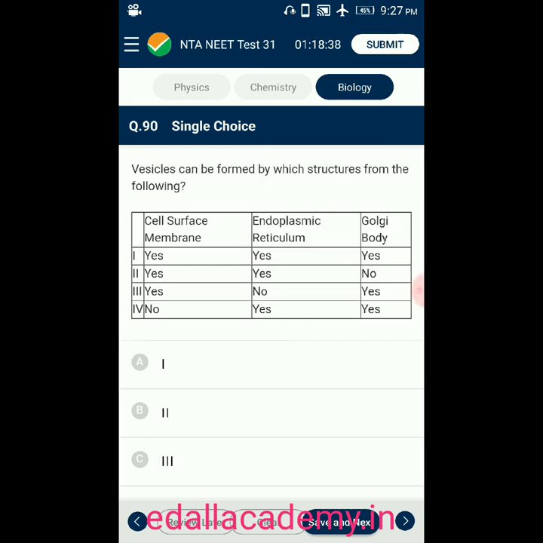Question number 90, the last question. Vesicles can be formed by which structures from the following? A vesicle is a structure within or outside a cell consisting of liquid or cytoplasm enclosed by a membrane. All the three structures mentioned display formation of vesicles. Cell surface membrane helps in making food vacuoles.